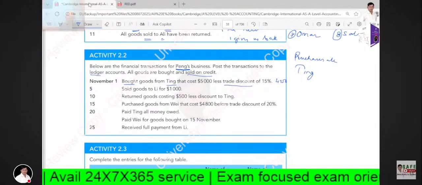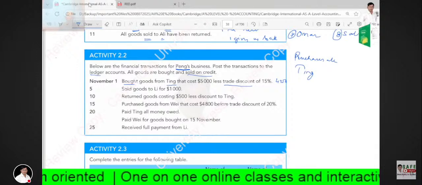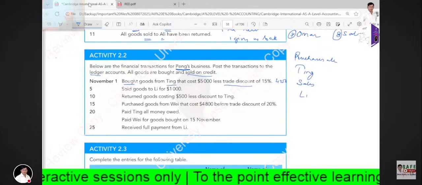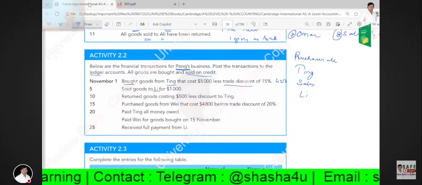So purchases account, Ting account. Sold goods to Lee for 1,000, so sales account, Lee account, 1,000.